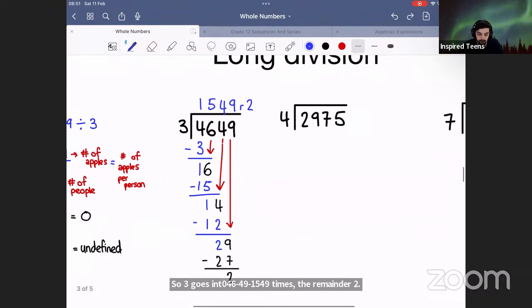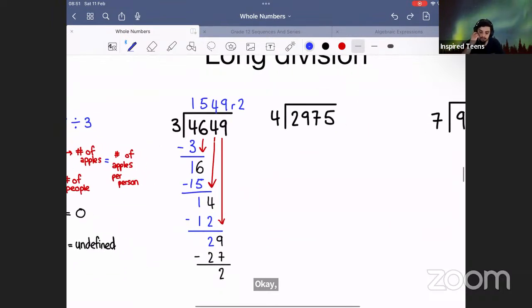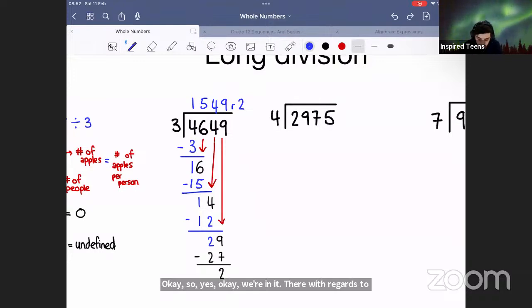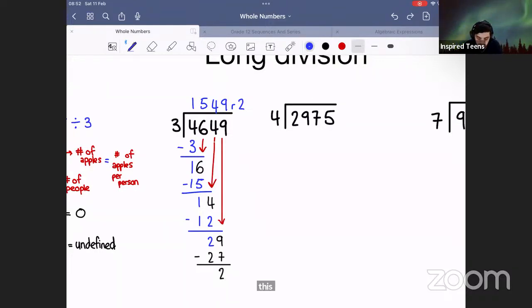Okay. So yes, we'll end it there with regards to this topic. You wrote a 9 instead of an 8. Where exactly?